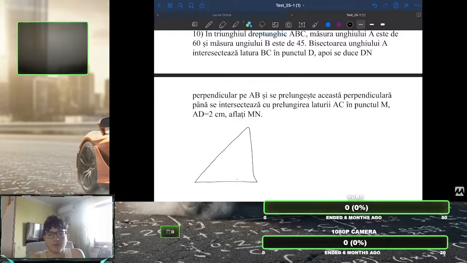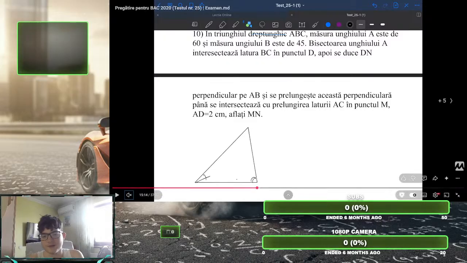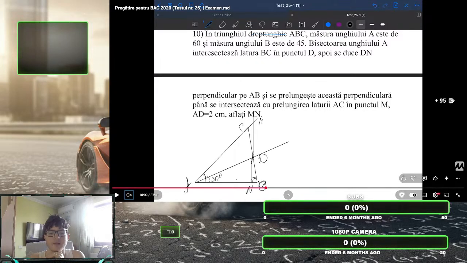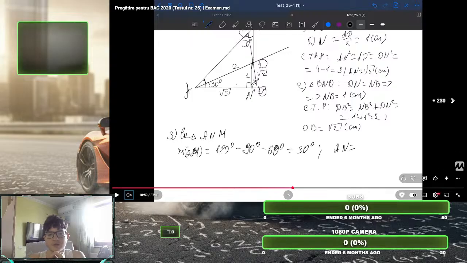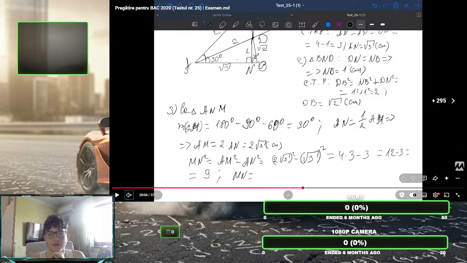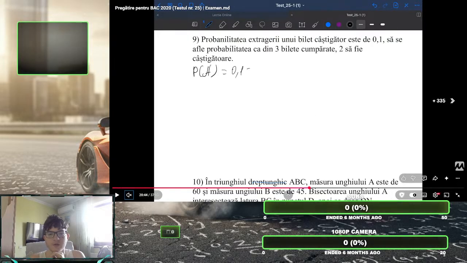And the angle A is... The bisector of angle A intersects BC at point D. Then it goes to DN, perpendicular to AB. What the... oh my gosh. No, it's too complicated. I'm just gonna skip this one. Look how many Pythagorean theorems and so on.